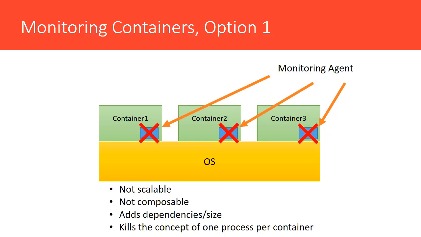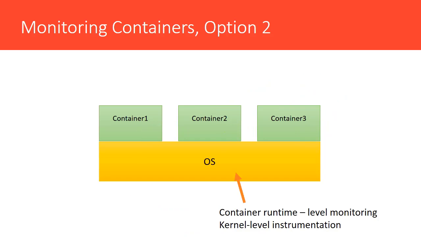It's not composable, so you cannot just get a container from the Docker Hub and use it. It adds dependencies, and Docker actually recommends you just run one container per machine, one process per container. So adding the monitoring agent not only doesn't work very well, but it's actually discouraged by Docker. So what else can we do?